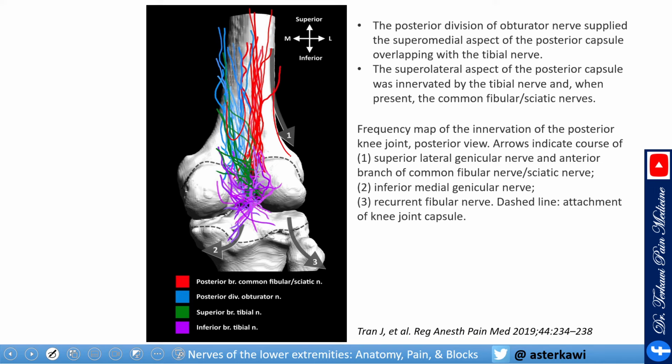So here, number 1 is the superior lateral genicular nerve. Here, number 2 is the inferior medial genicular nerve. And here, number 3 is the recurrent fibular nerve.